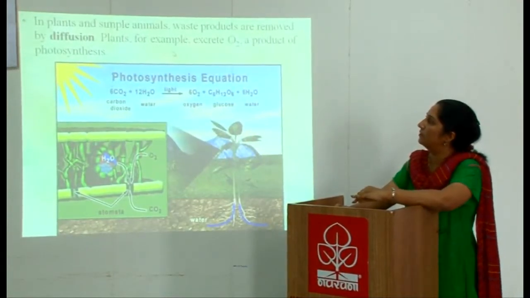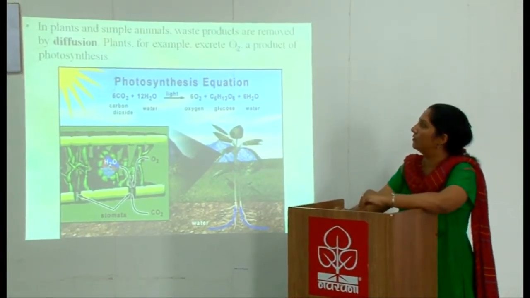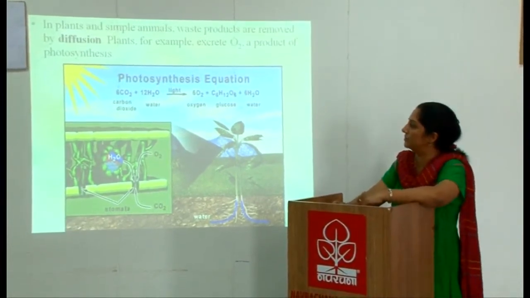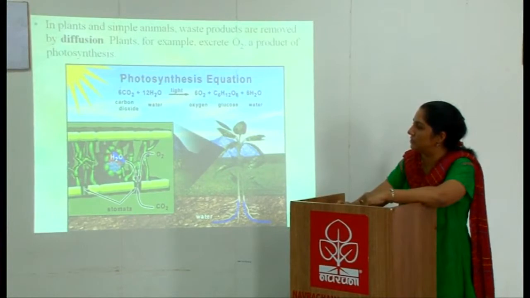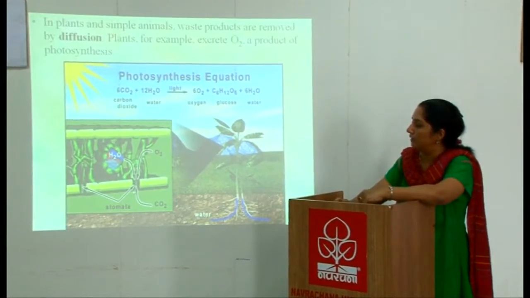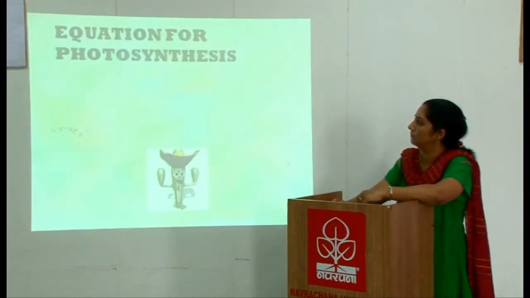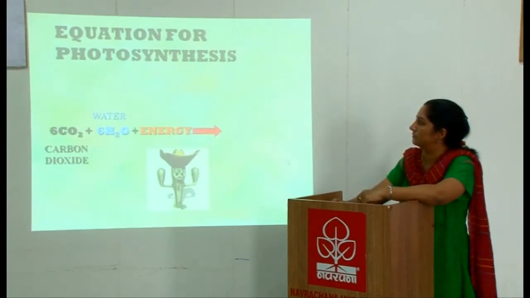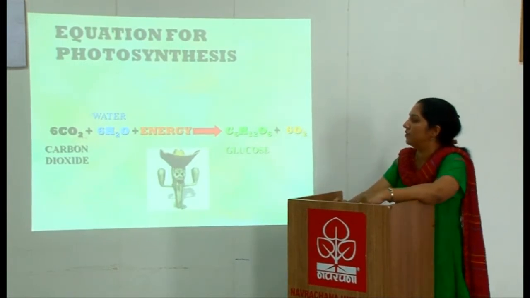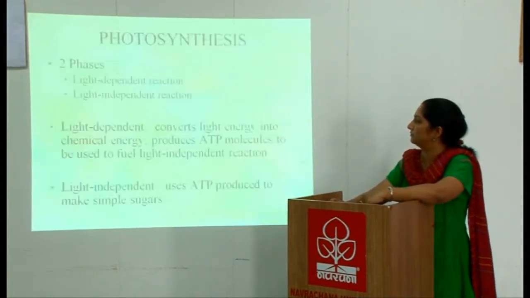Now in plants and animals, the waste products are removed by a simple process called diffusion. So here the oxygen is removed by simple diffusion. As you can see over here, the oxygen which is produced comes out of the stomata, and the CO2 gets into the leaf through the stomata. And this is the simple equation of photosynthesis: CO2 plus H2O in presence of light energy gives glucose plus oxygen.